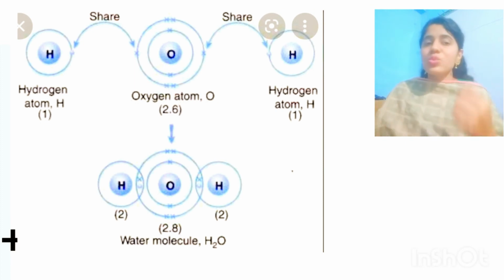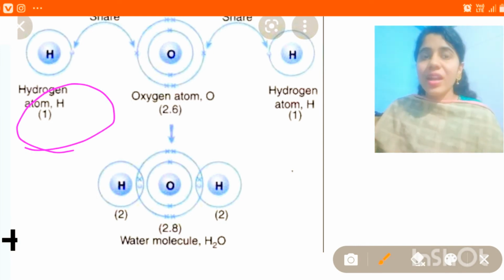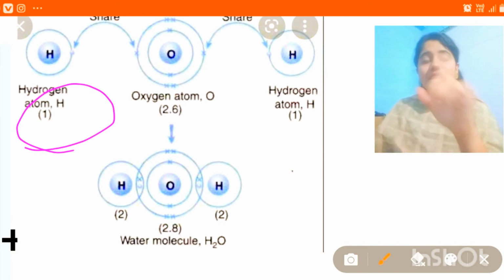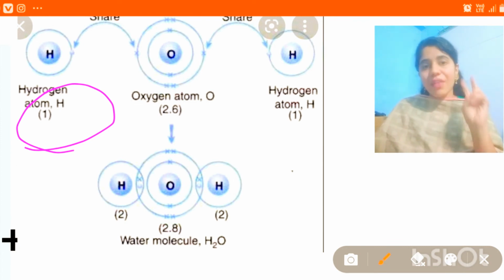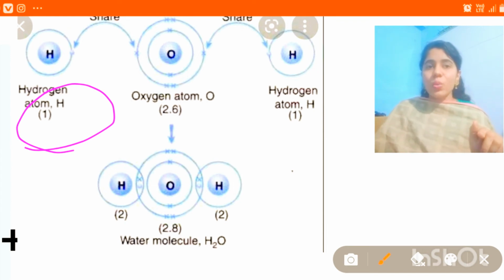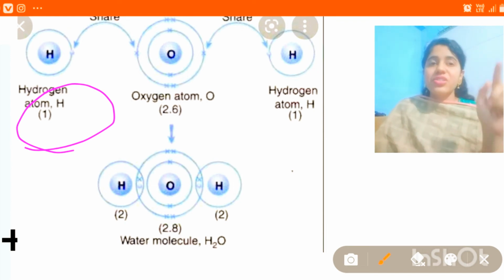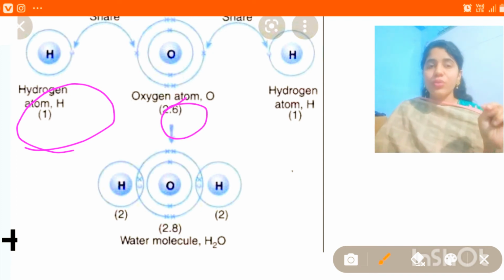One more example is the water molecule. In the case of water, since hydrogen has one electron, it requires one more electron. As I have said, according to the 2n square formula, the first shell should have 2 electrons. Hydrogen has one electron, so one more is required. Same for oxygen: in the second shell it has 6 electrons, and it requires 2 extra electrons to form an octet.